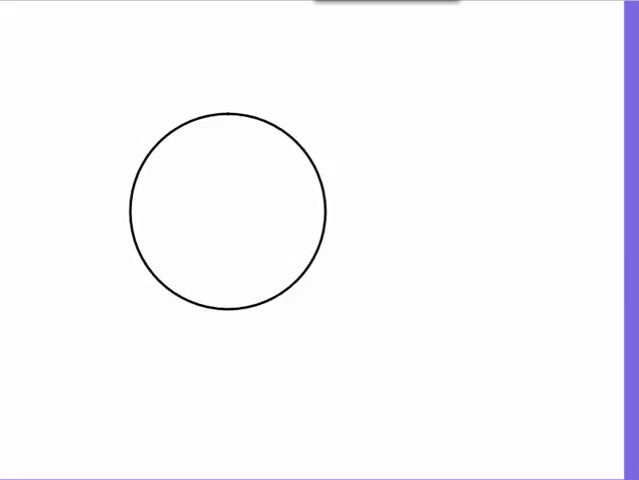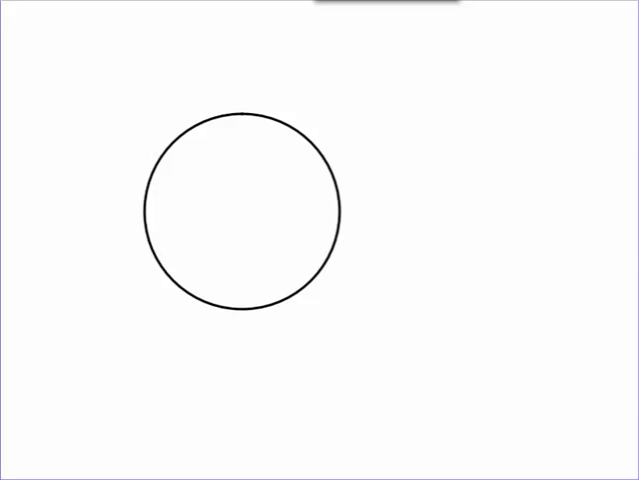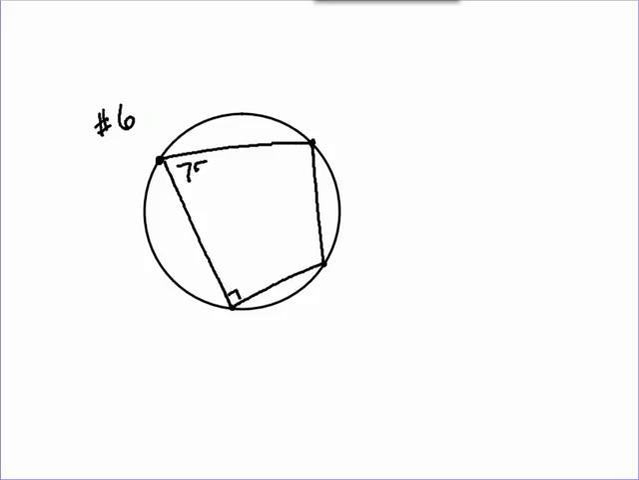So if you want to go ahead and look in your book at number 6. Now obviously this isn't going to be drawn to scale since I'm doing this freehand. We'll see how close I can get it. Okay, so this is number 6 from your book, pages 327, 328, and we need to find F and G.